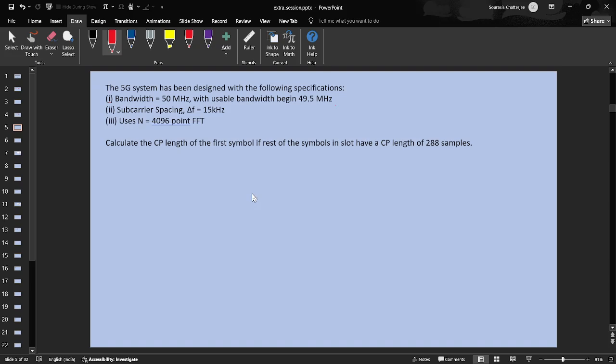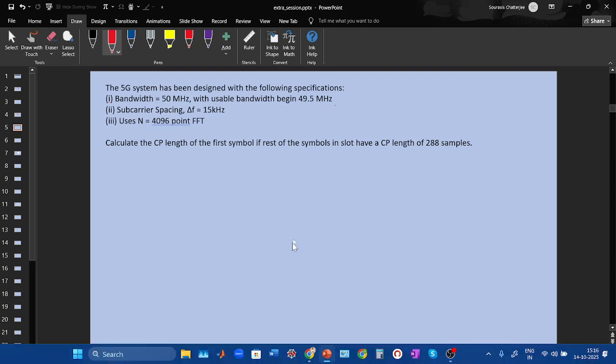Okay, so we are given the following specifications. We have a certain bandwidth given, subcarrier spacing, and number of FFT points. We are supposed to calculate the CP length of the first symbol if the rest of the symbols have a CP length of 288 samples. So yeah, how should I proceed to solve this?